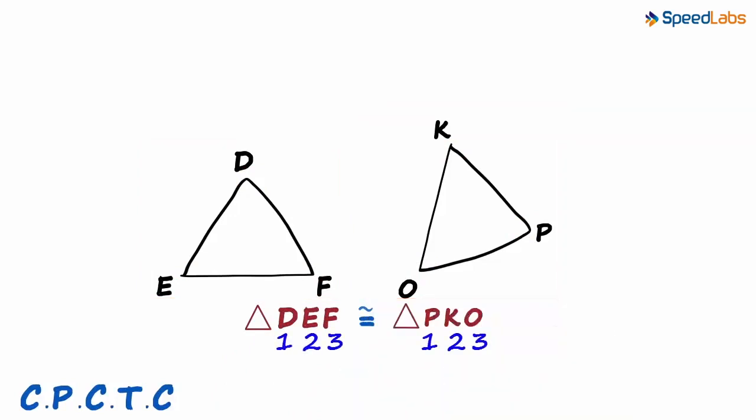This would make it very simple for us to write down the pairs of corresponding sides and corresponding angles which are congruent. If we take side DE for instance, we can easily say that it is congruent to side PK. Or if we consider angle DFE, we can say that it is congruent to angle POK. Remember, corresponding parts of congruent triangles are always congruent.